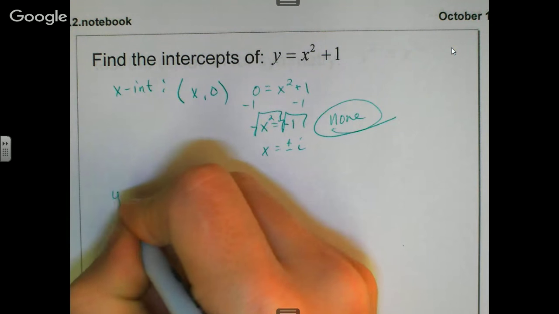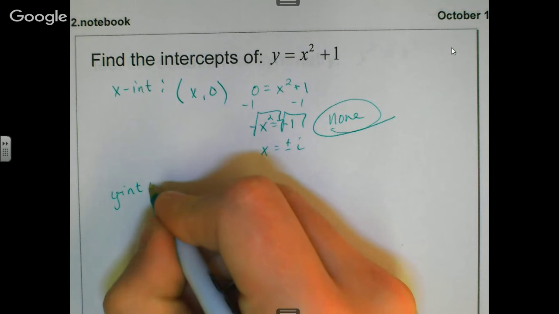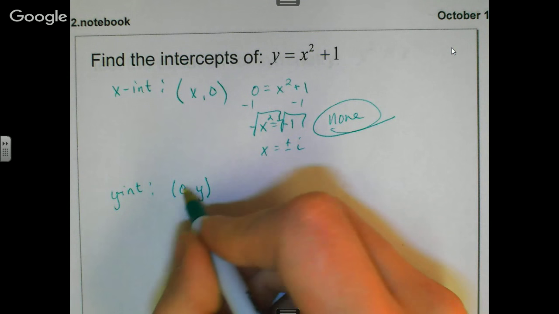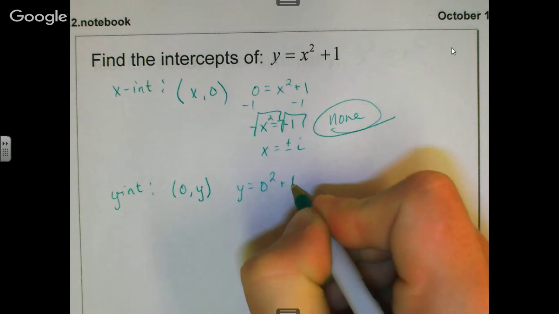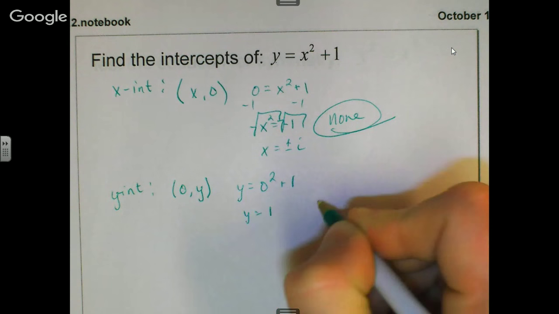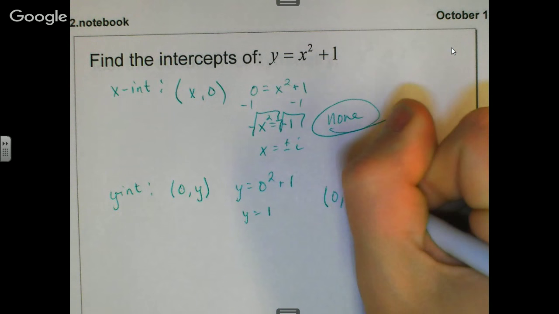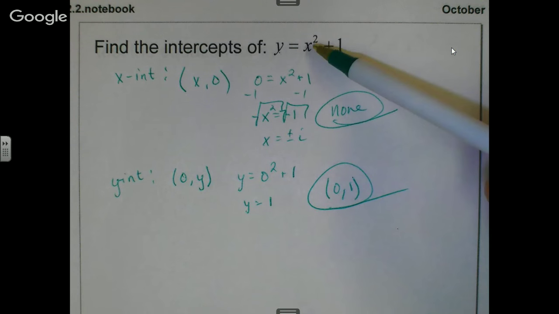So the y-intercept will be in the form 0 comma y. So plug 0 in for x. So you get y equals 0 squared plus 1. Y equals 1. So my y-intercept would be 0 comma 1. My x-intercept is none. Why is it none? Because I got an imaginary solution for that.